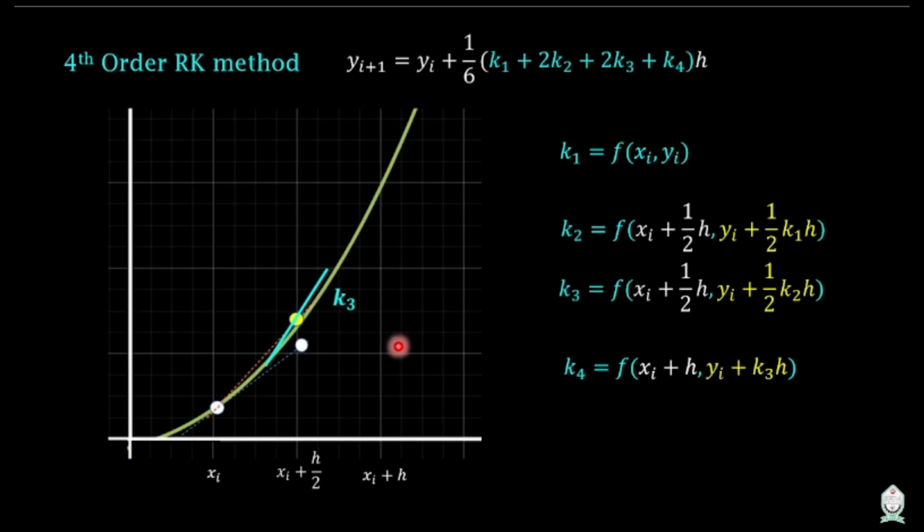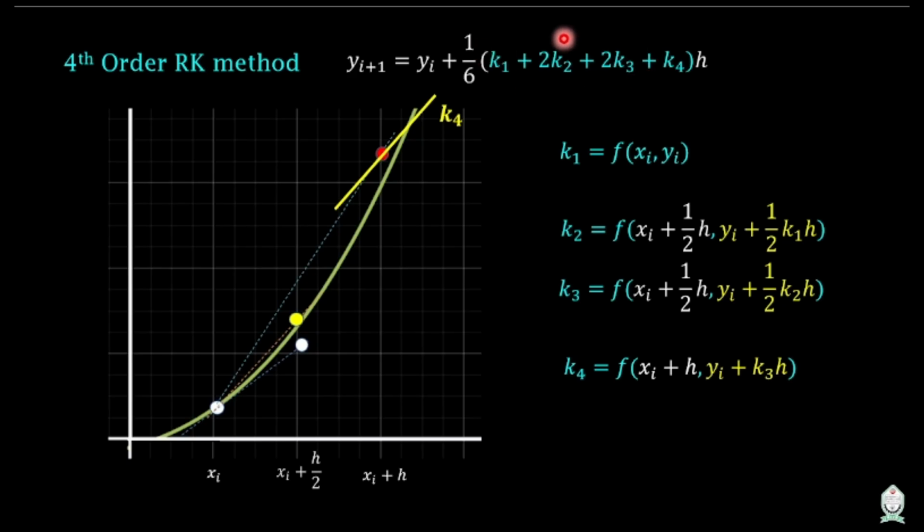Then we need to plug this k3 here, and if we extend it up to this point, this will be our k3h. The coordinate of this point will be xi plus h, yi plus k3h. Now if we plug this into this function, that will also generate another slope which is k4. Now we have 4 values at our hand, k1, k2, k3 and k4.